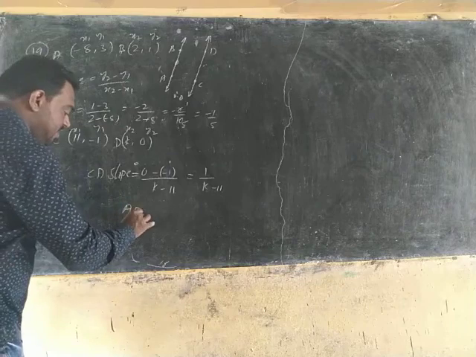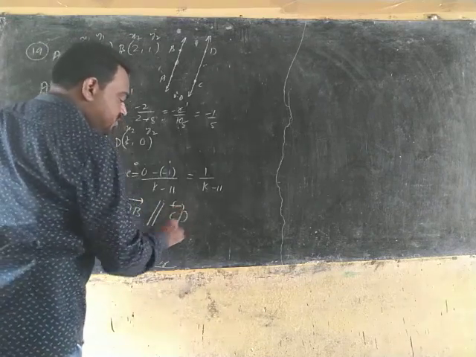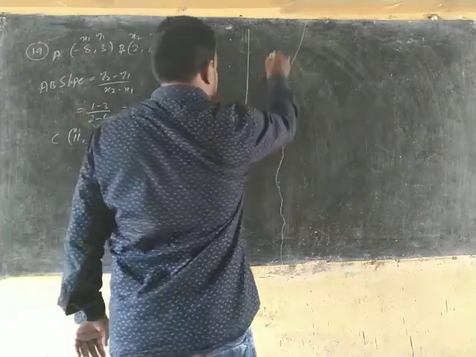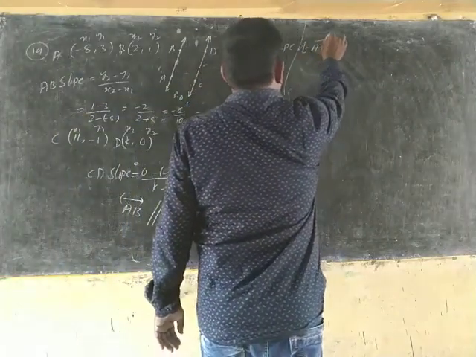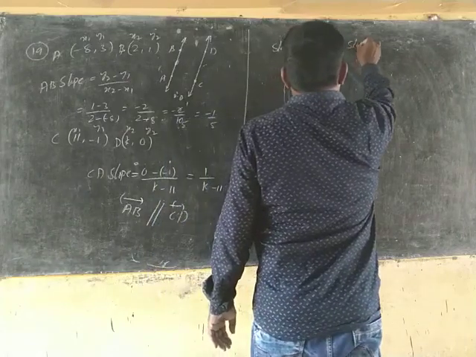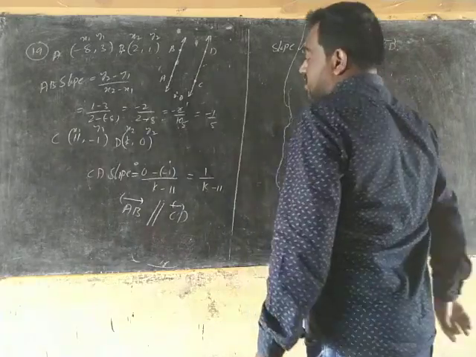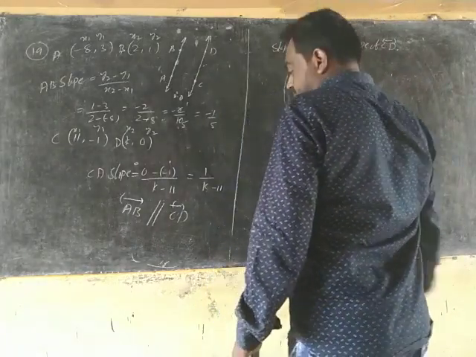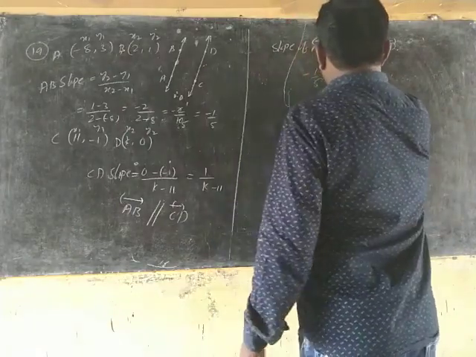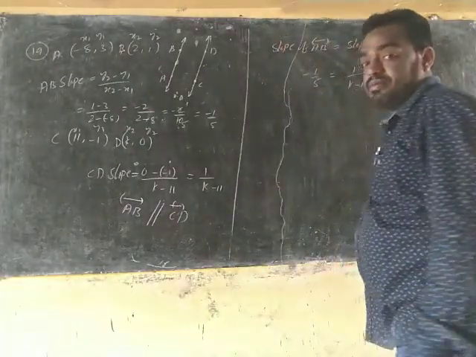Now AB is parallel to CD. Therefore slope of AB is equal to slope of CD. AB slope is equal to minus 1 by 5. CD slope is equal to 1 by k minus 11.